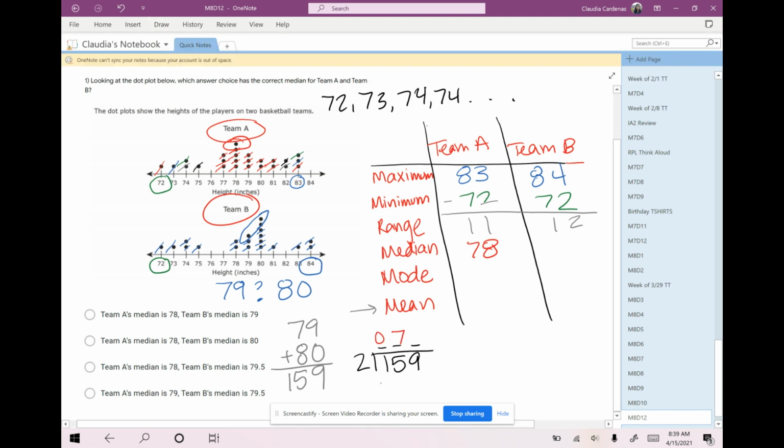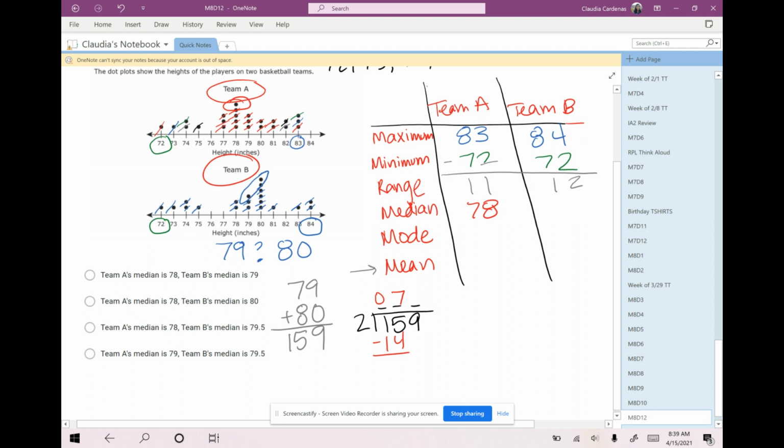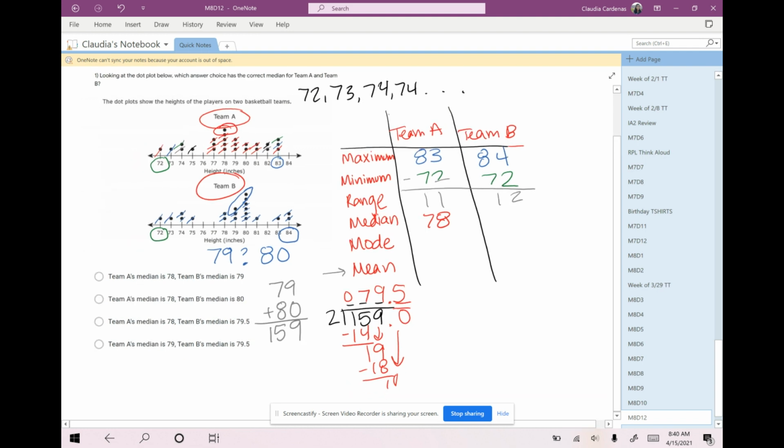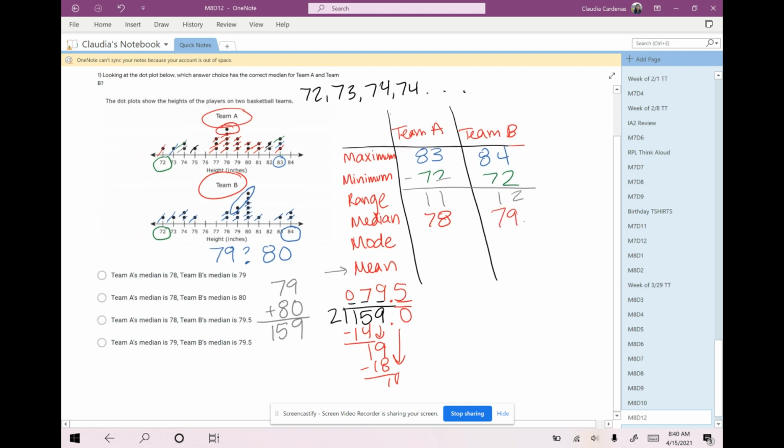And I know that's 0, 7, 14. Let's bring down the 1, bring down the 9, 18, 1, decimal 0. So I have to add the decimal and another placeholder. And that gets to be 5. That means the median of Team B is 79.5.